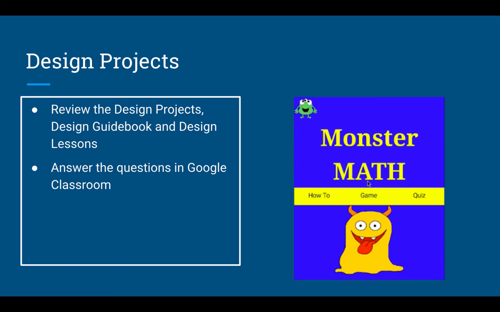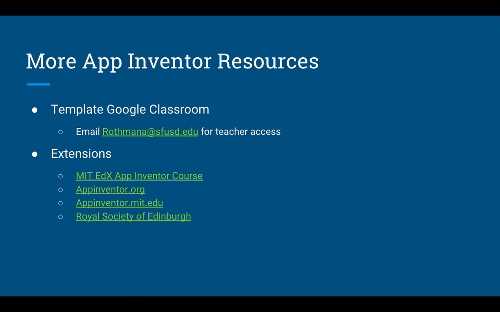Lastly, we want you to review our design projects, so take a look at completed design projects students have done, our design guidebook, and the design lessons we have, and there's some questions to answer in Google Classroom. There is an exit survey. You need to complete that for full credit of the course.